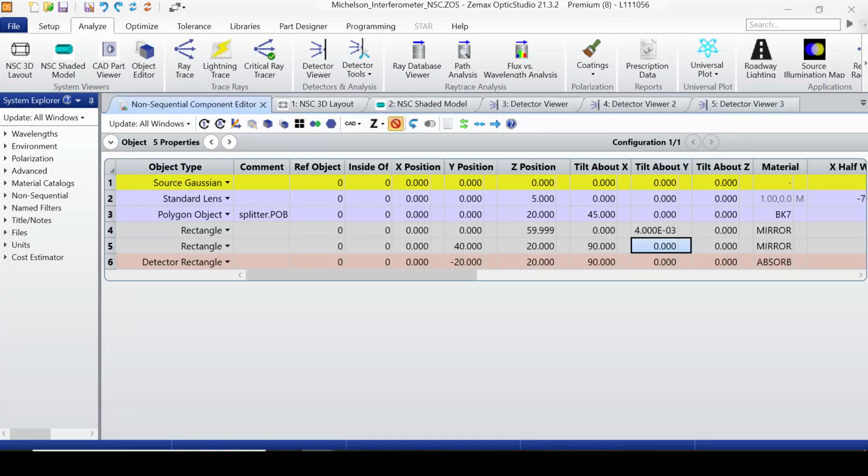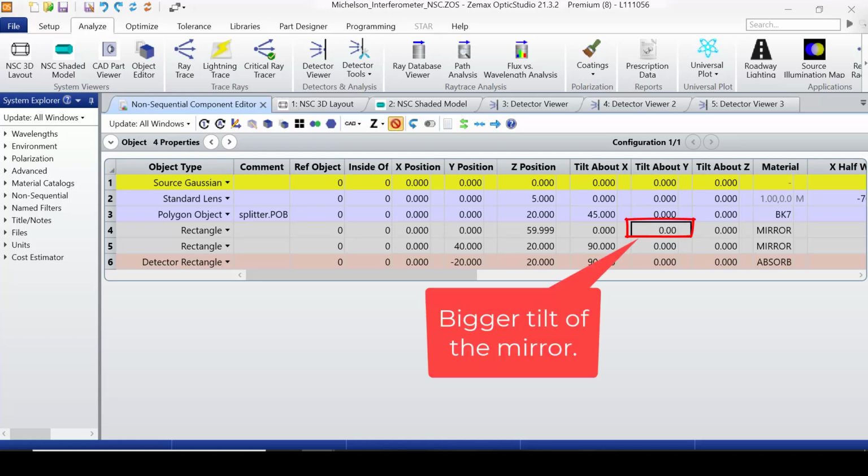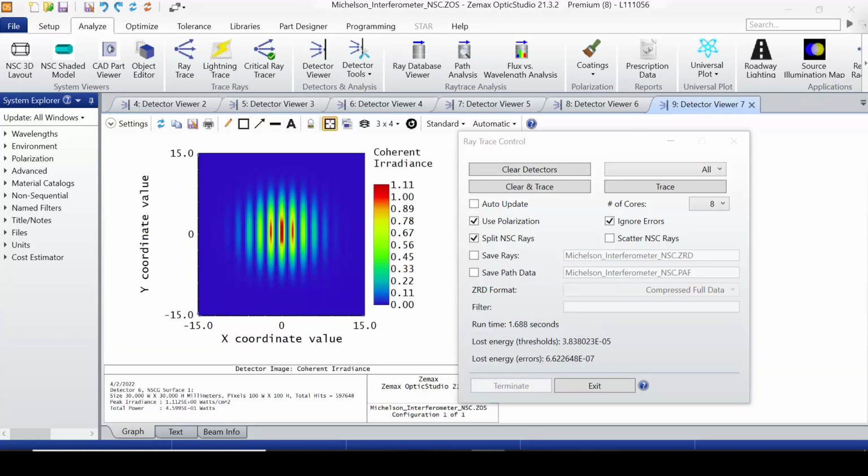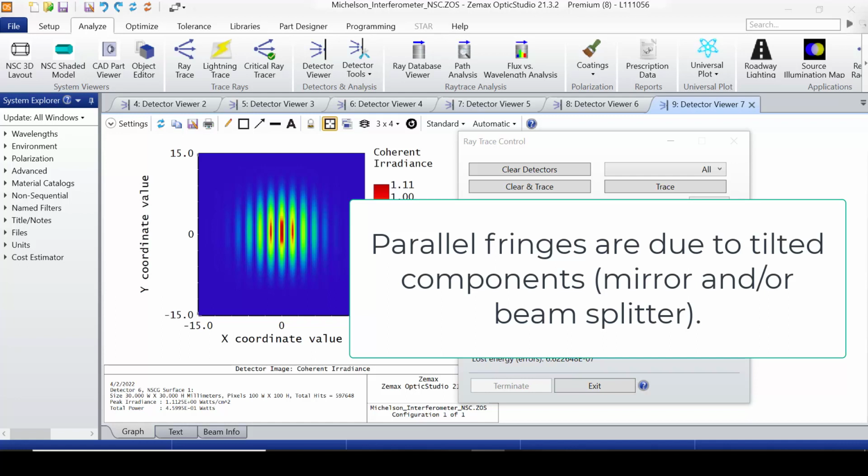If I change the amount of that tilt, let's see what it does to those fringes. Now they're more closely spaced, and with more tilt, they'll be even more closely spaced. And that's why you typically see some very closely spaced vertical fringes on a Michelson interferometer instead of a nice bullseye.